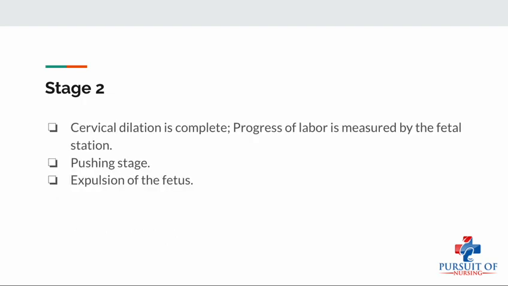All right, stage 2 of labor. The mother is going to have an intense concentration on pushing at this point. She's going to feel that urge to push called the Ferguson reflex. She also may fall asleep between contractions. Stage 2 involves actual expulsion of the fetus.